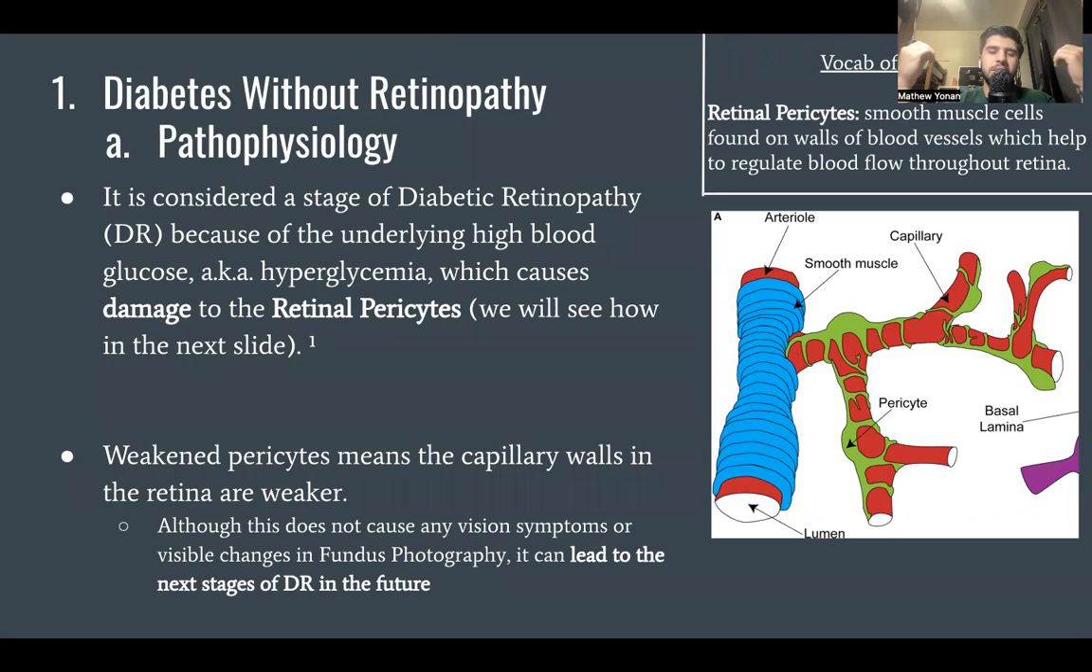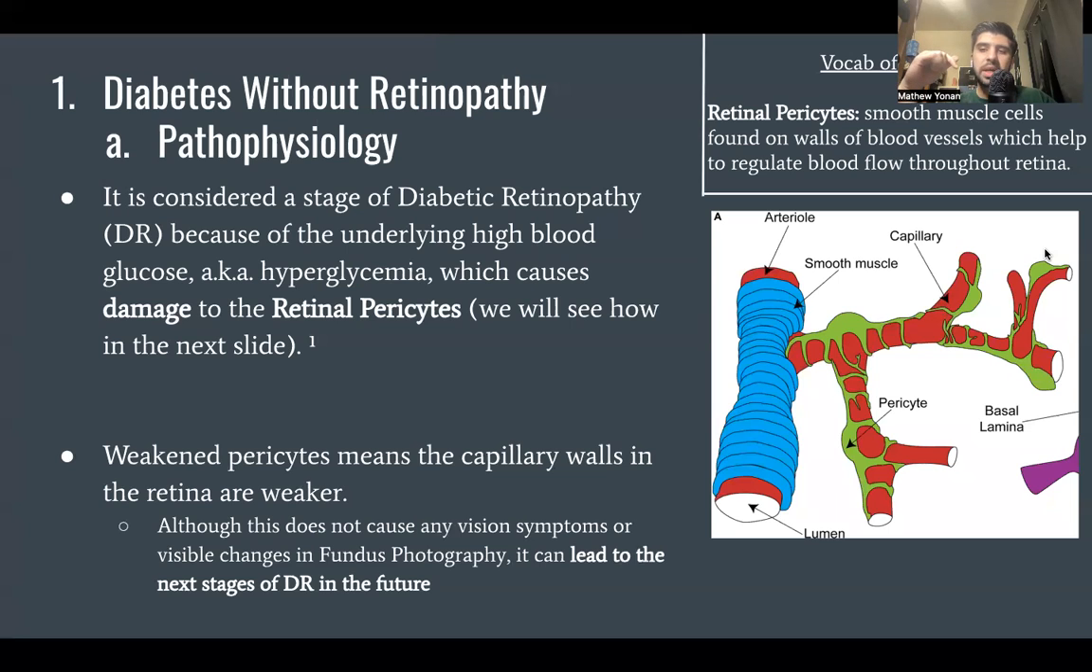Well, it actually does, and it's considered a stage of diabetic retinopathy because of the underlying high blood glucose or hyperglycemia, which causes damage to retinal parasites. Now, you may be asking, what are retinal parasites? So retinal parasites are actual smooth muscle cells that are found on the walls of blood vessels, which help regulate flow throughout the retina, sorry.